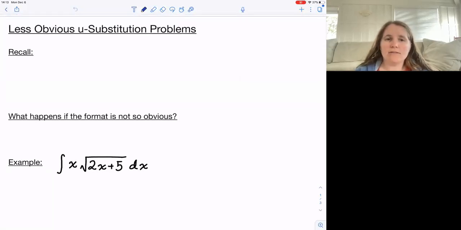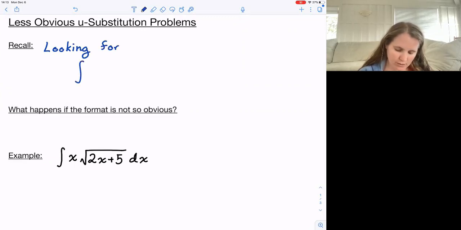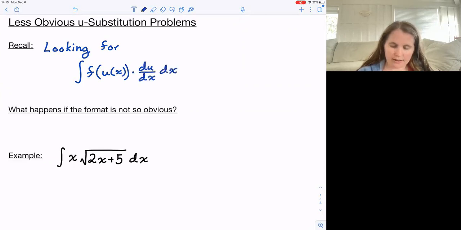Welcome to less obvious u-substitution problems. So recall for u-substitution, we are essentially looking for an integral that can be in the format of the integral of f of u of x times du dx. And then we can go ahead and integrate f prime of u of x, depending on how you want to see it, right?